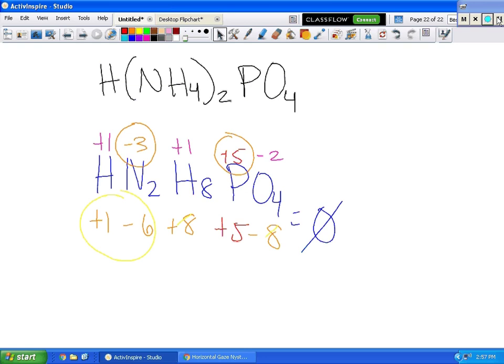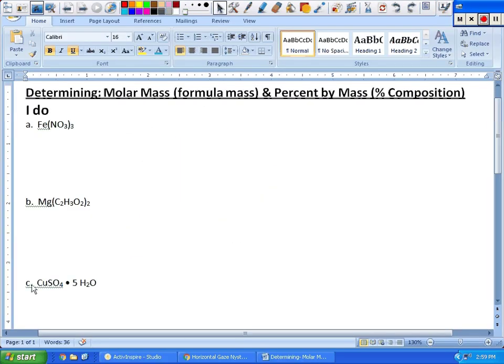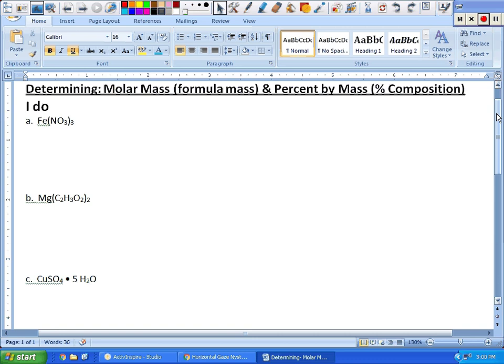Alright, so again, in Schoology, this is the title, Determining Molar Mass, Formula Mass, and Percent by Mass. There's only one part that you've got to have memorized, and you already know it. I've just got to pull that back to the frontal lobe. So we're going to work on this part right here. I'm not going to tell you what we've done. I'm just going to see if you're like, oh yeah, I remember doing that.